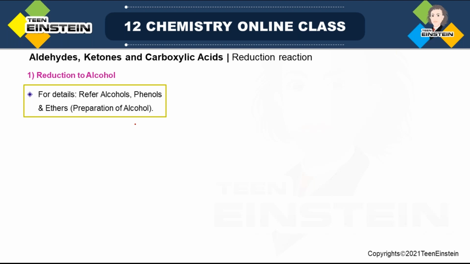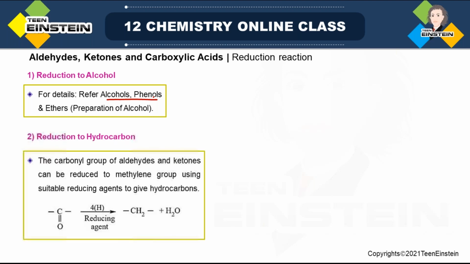For details, this is already discussed in the chapter Alcohols, Phenols, Ethers, under the topic preparation of alcohols, because in this reaction the product is alcohol. That is why it is under preparation of alcohol, how you can prepare alcohol. One of the methods is by reducing aldehyde or ketones using some suitable reducing agent. So all the details are there.